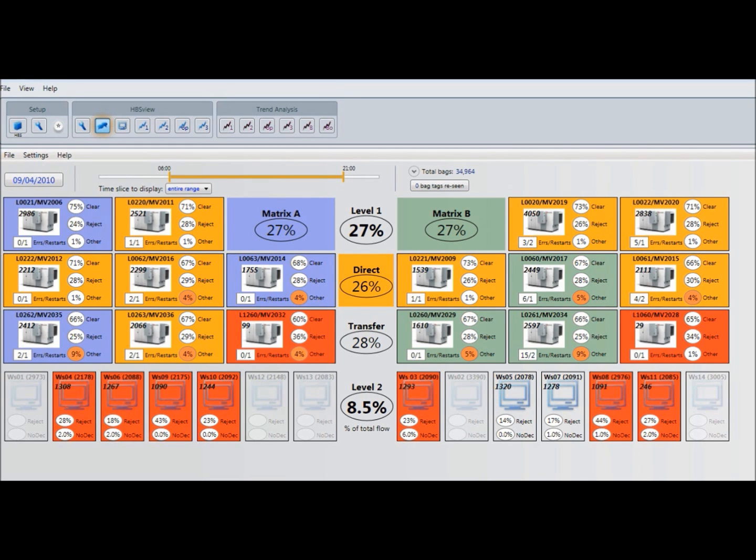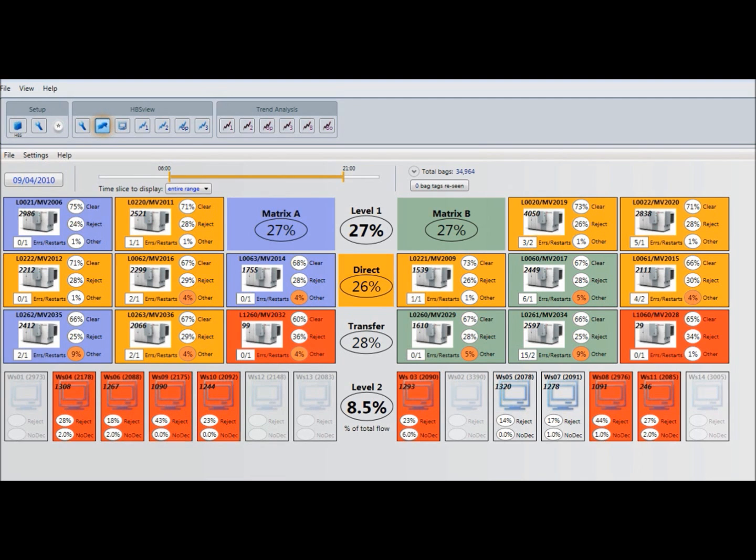When we look at the main overview screen, we can see all of the HBS machines in the system and all of the workstations. You can see each machine displaying the total number of bags that have been through that machine that day, as well as the reject rate. Similarly, the workstations also display their throughput, reject rates, and no decision rates.